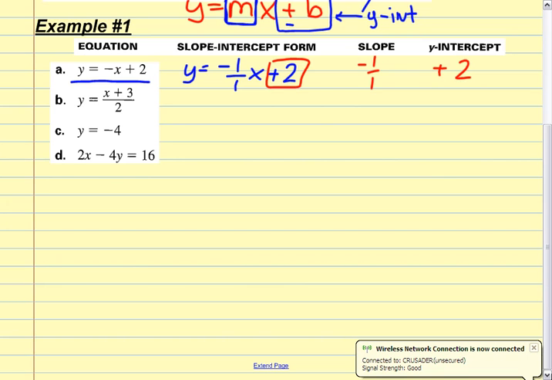Dylan, let's look at this one in B. All right, I'm going to work down here. Y is equal to x plus 3 over 2. Help me get this into slope-intercept form. Do you see I need 2 terms, right? Can I write it like this? Can I write it as y is equal to x over 2 plus 3 over 2?